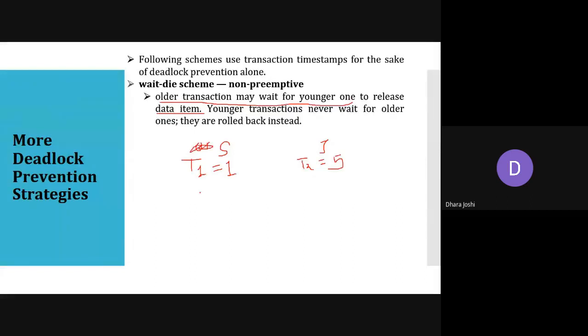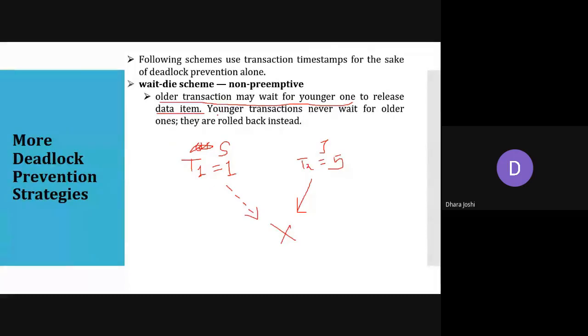So if both of them want to acquire a lock on the same data item, like data item X, and T2 has already acquired it, T2 has already made a lock on data item X, and T1 wants the same data item, then the older transaction may wait for the younger one to release the data item. So here transaction T1 waits for transaction T2 to release the lock. Till then T1 waits.